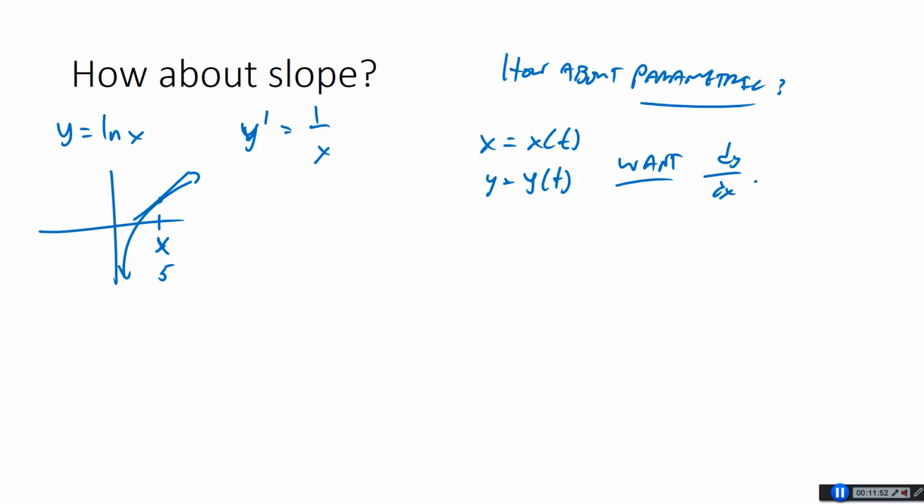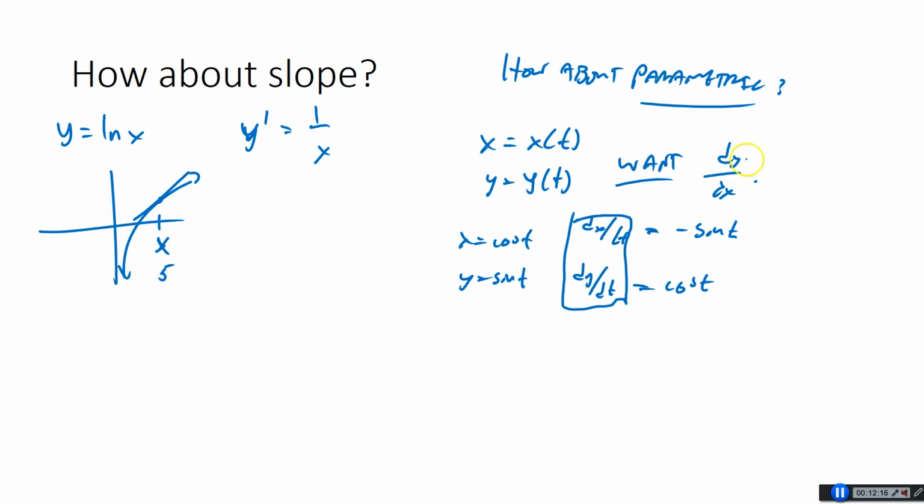So let's think about when we had x equals cosine t and y equals sine t. We might not know how to get dy dx right away, but can we do something with the functions of t? Well, I'm pretty sure I can get dx dt, and I can get dy dt, right? So dx dt in this case would be negative sine of t, and dy dt would just be cosine of t. Now, do you see anything we could do with algebra on these two to end up with dy dx? I want to get rid of the dt's.